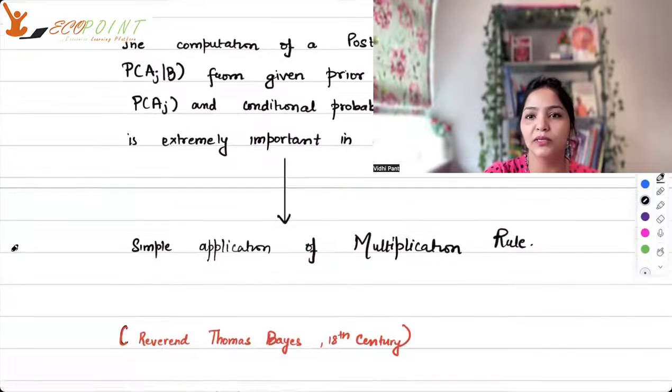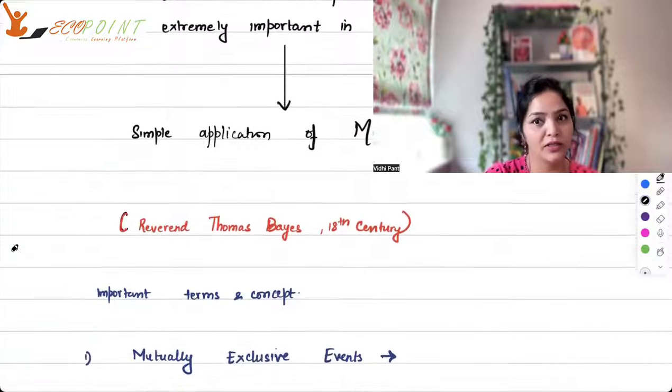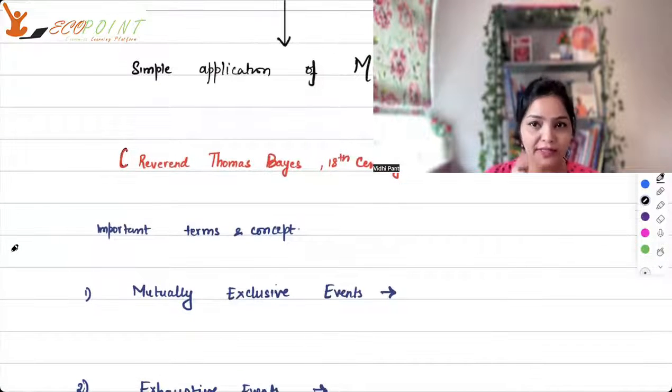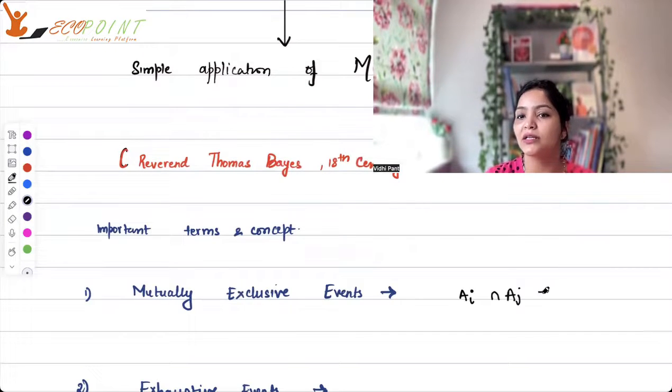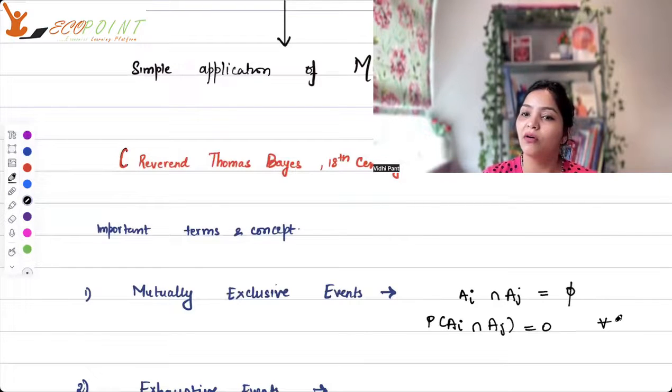When we are getting into Bayes' theorem, there are important terms and concepts. First important term, mutually exclusive. As a lot of us already know, what is mutually exclusive? When two events do not have anything in common. Or, in other words, they are disjoint. So, AI intersection AJ is equal to phi. Therefore, probability AI intersection AJ is equal to 0 for all i not equal to j.